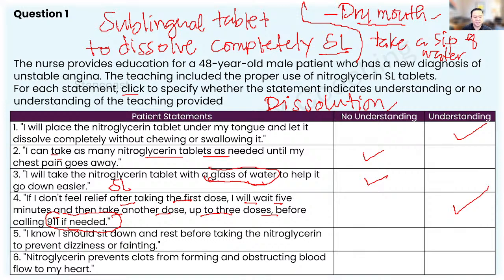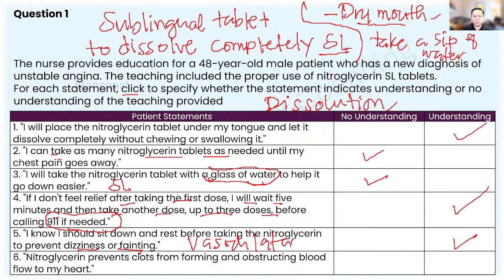Okay, now let's take a look at number 5. I know I should sit down and rest before taking the nitroglycerin to prevent dizziness or fainting. Is that understanding or no understanding? Remember, guys, that nitroglycerin is a potent vasodilator. It can cause dizziness. So make sure you let them sit or lay down on their bed before taking the nitroglycerin, because they're going to end up dizzy. Okay, so make sure they do that, and that is going to reflect understanding. And this is to prevent what? Prevent dizziness and fainting.